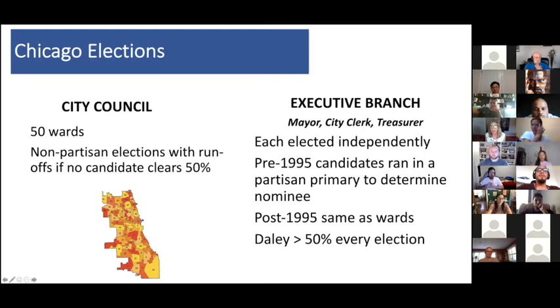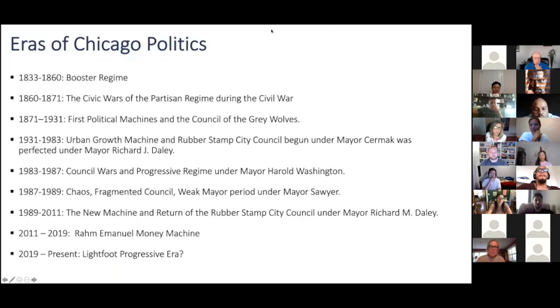And in Chicago, as I already talked about, the mayor, the city clerk, the treasurer, they're each elected independently. Chicago used to have partisan primaries prior to 1995. Now the mayor is just like the aldermanic elections. They're nonpartisan, and you have to clear the 50% threshold. Richard J. Daley, for example, always had over 50% in each one of his elections and never faced a runoff. Rahm Emanuel was the first one to face a runoff election.